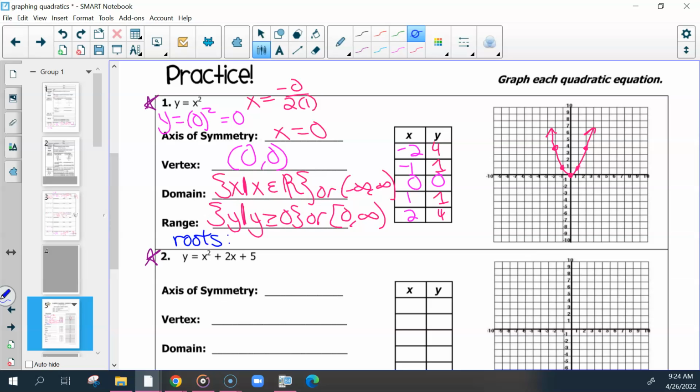For a quadratic, you will have one of three answers. 1, 2, or none. Roots are your x-intercepts, where it crosses your x-axis. How many roots does this one have? One at 0. So you would write that as an ordered pair, 0, 0. So if you have 1, it touches it once. If you have 2, it crosses through the x-axis twice. If you have none, it does not touch it at all. Right here.